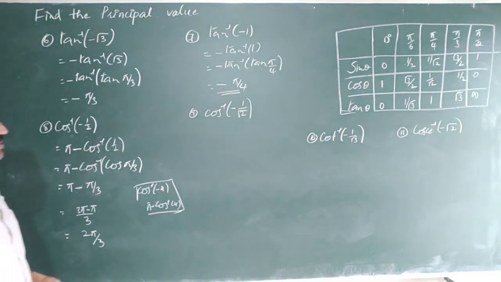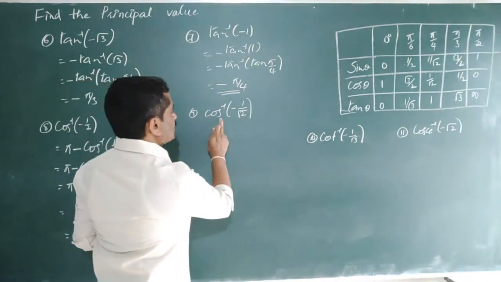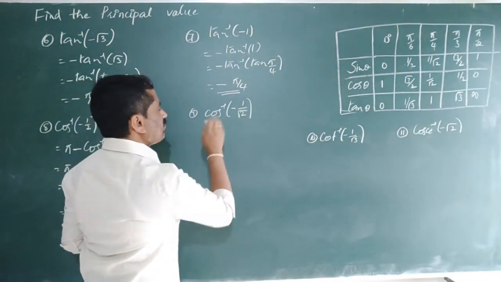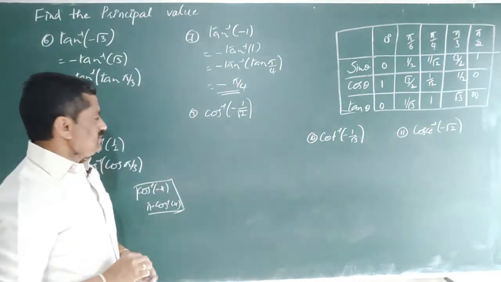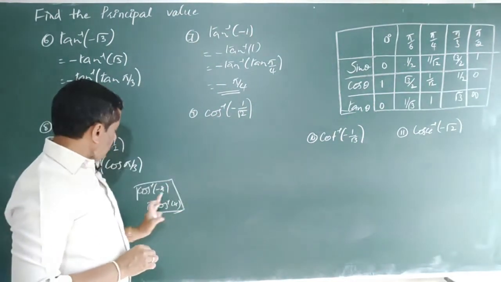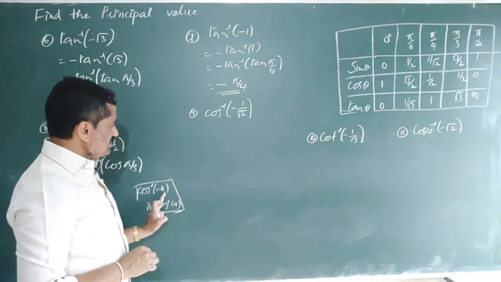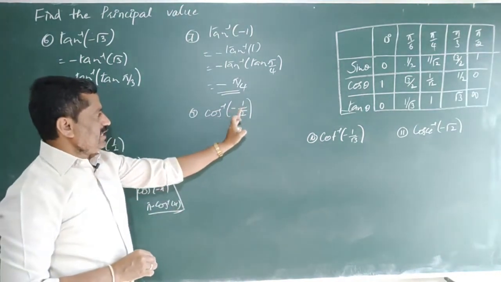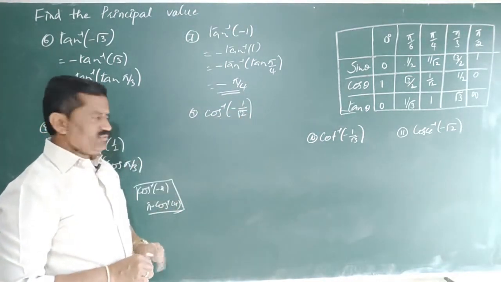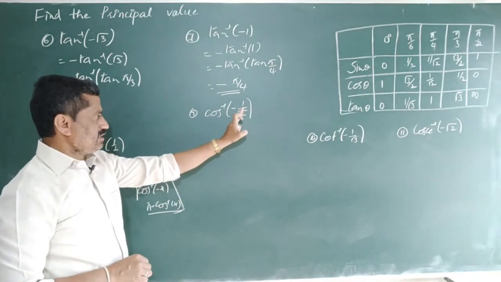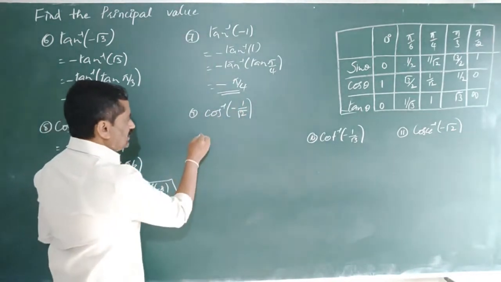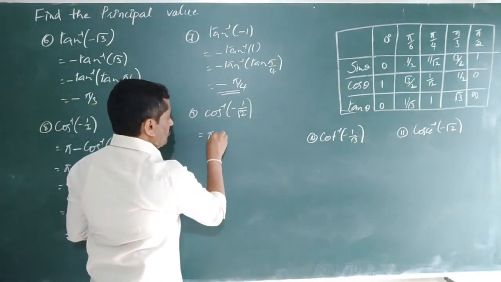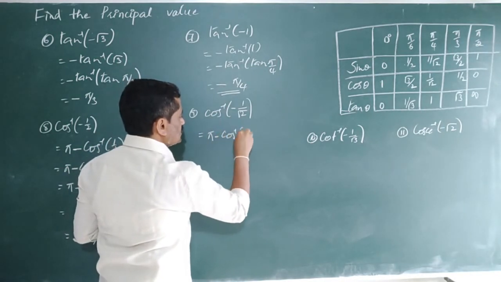Again next we have cos inverse of minus 1 by root 2. It is the same form. So now this is in the form of cos inverse of minus x. Here what is the value of x? That is minus 1 divided by, what is the x value? Minus, that is 1 divided by root 2. Therefore that can be written as pi minus cos inverse of 1 by root 2.